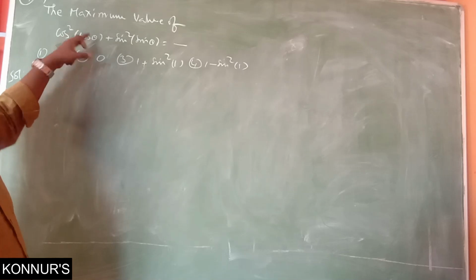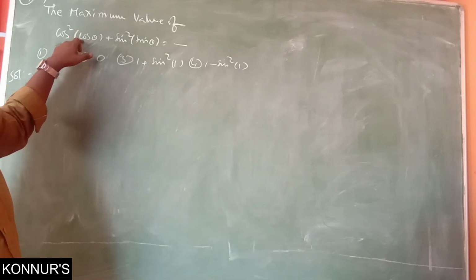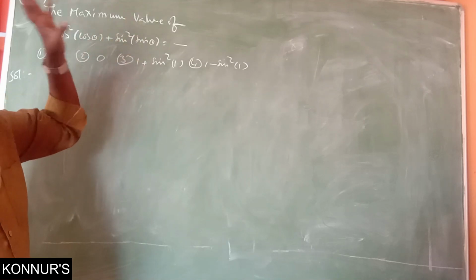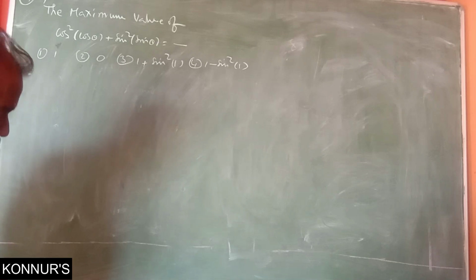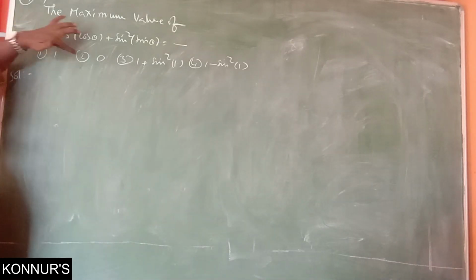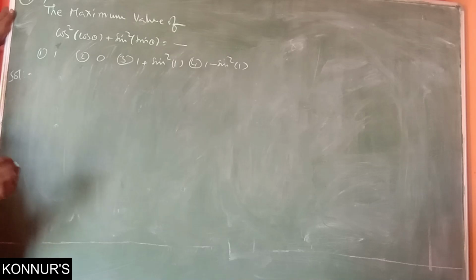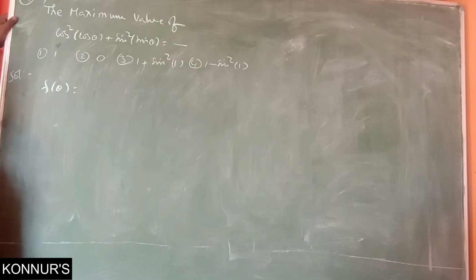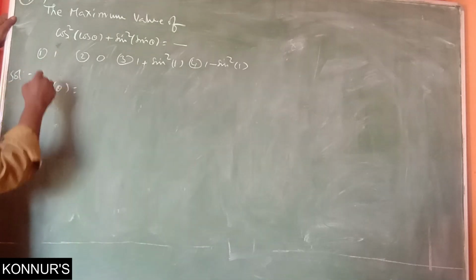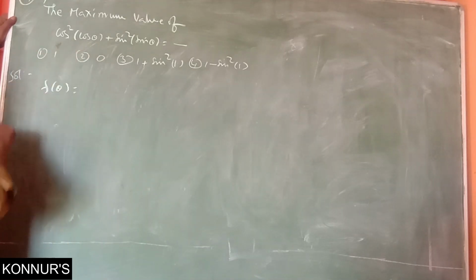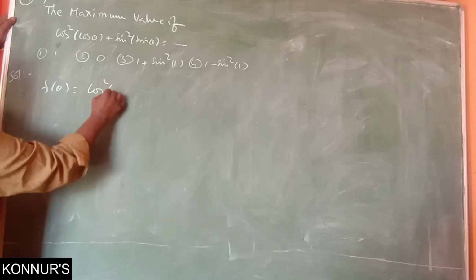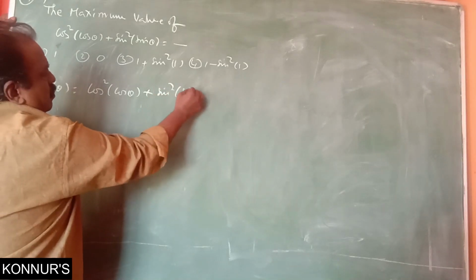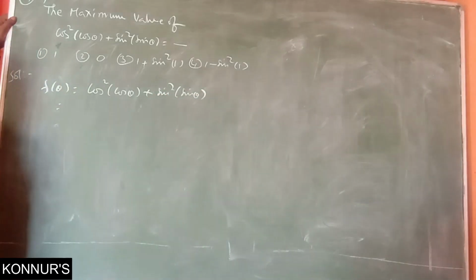It is a cos square of cos theta, not simply cos square theta or sine square theta. Cos square of cos theta plus sine square of sine theta. It is somewhat different. You see, options are given. We'll try to solve. Solution. Let me assume this expression be taken as f of theta, because theta is the variable. It is cos square of cos theta plus sine square of sine theta.